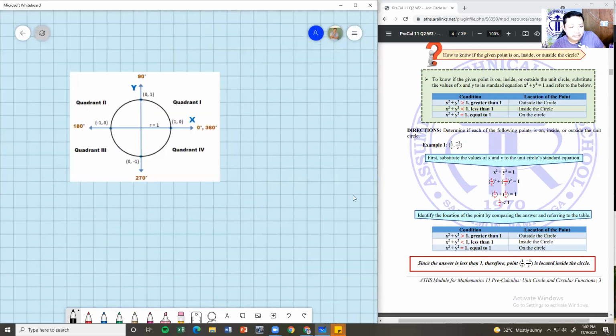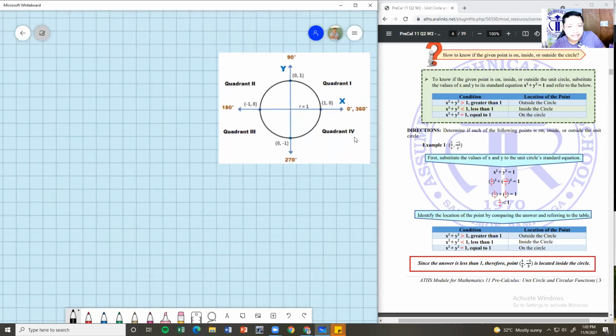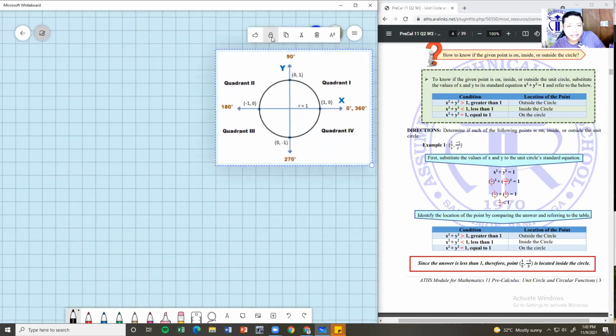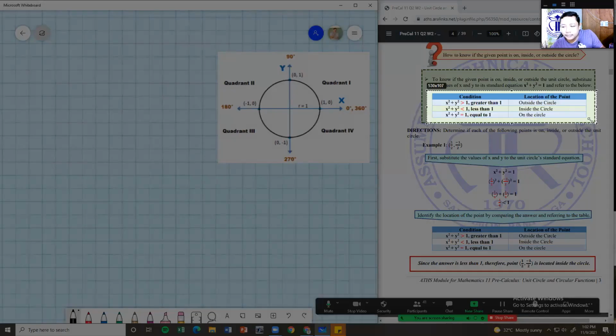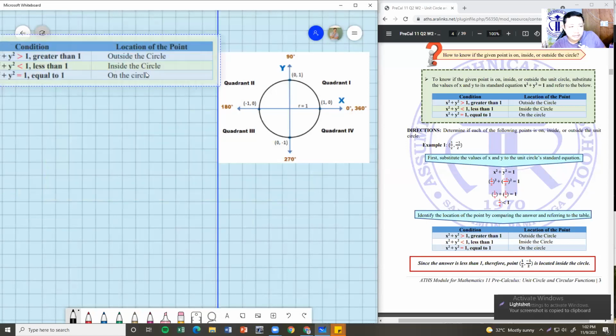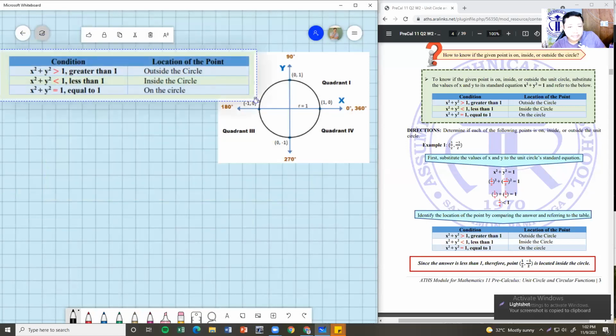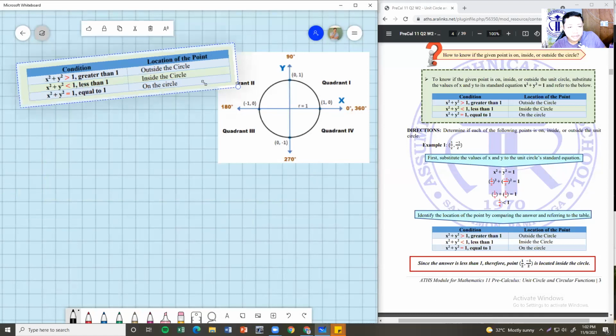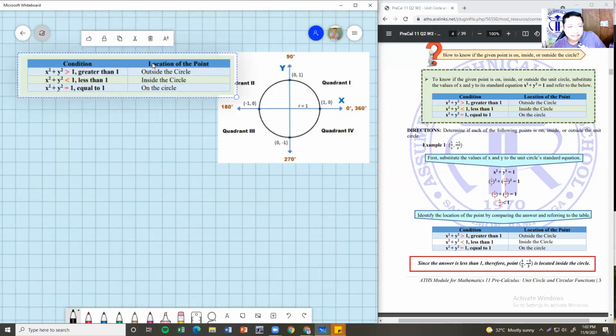So let us now have some points and identify if they are on the circle, in the circle, or outside the circle. Okay? And there are these conditions that we need to consider, and that is by using the equation of the circle, which is x squared plus y squared is equal to 1. Let's have some examples.